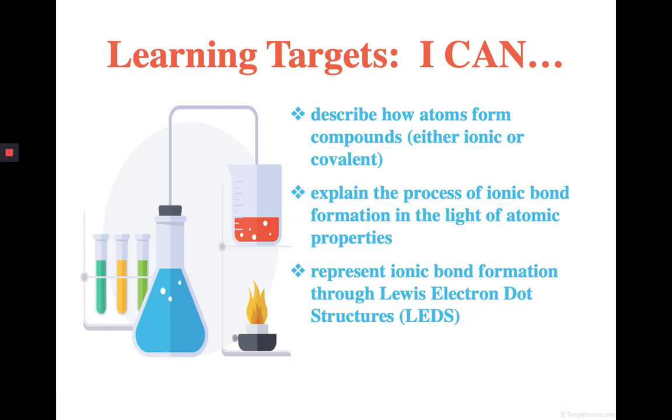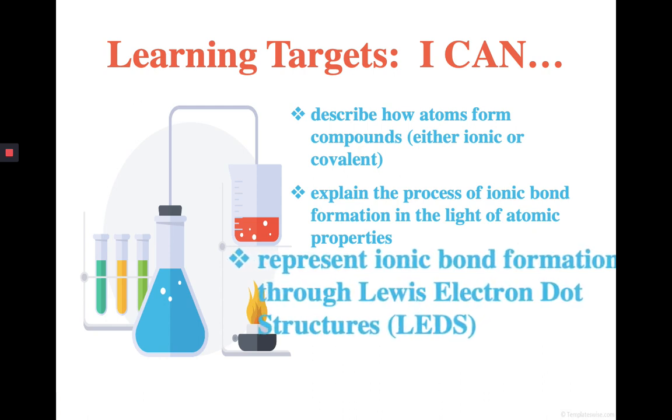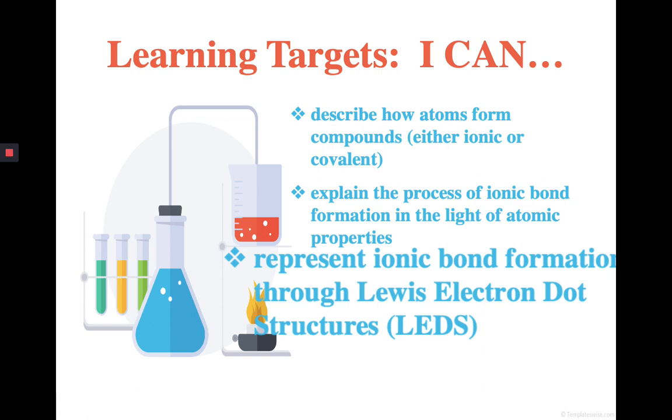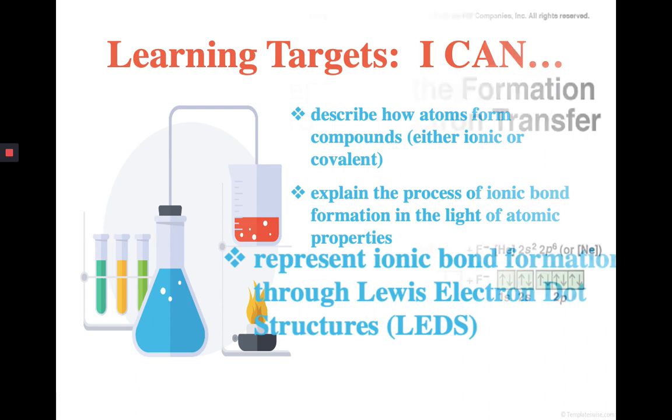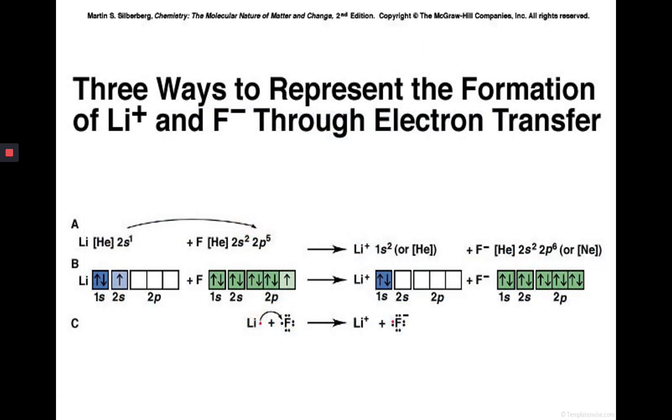Hi everyone, this is our continuation on the discussion of ionic bond formation, and right now we are on our third learning target, which is to represent ionic bond formation through Lewis electron dot structures or LEDs. Okay, so we ended up with this slide detailing an example of lithium and fluorine and how an ionic bond forms between these two atoms.